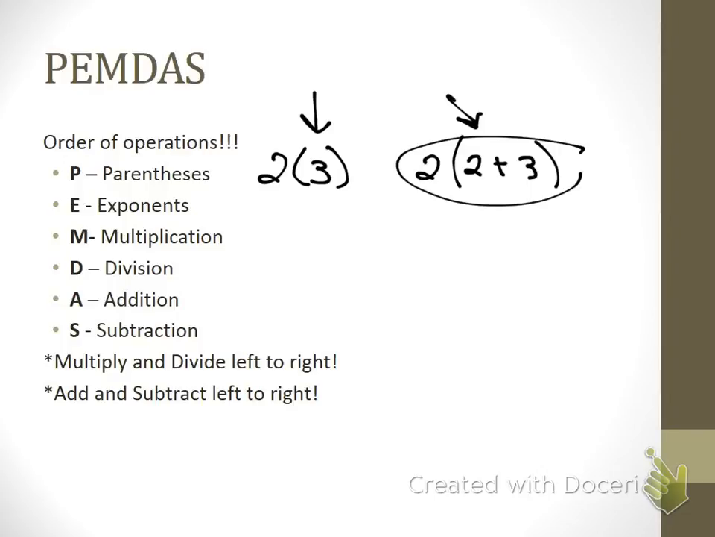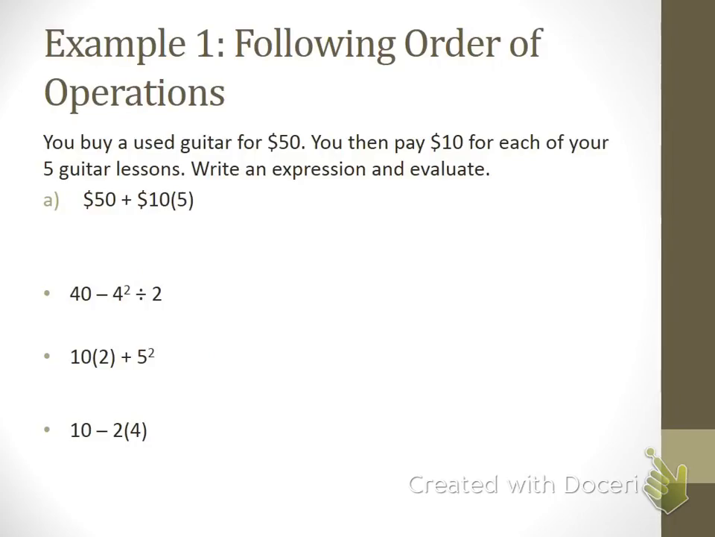All right, example 1. In example 1, it gives us the example of a guitar, okay? And what you need to know when you're setting up expressions is that you're going to have a value that's not affected by anything. And in this example, it's the value of the guitar. Does it matter how many lessons you take as far as how much your guitar is going to cost? No, your guitar is going to cost $50 whether you take 5 lessons, 10 lessons, or 20 lessons. It's still going to be $50. What is affected or what price can vary is the cost of the lessons depending on how many you take.